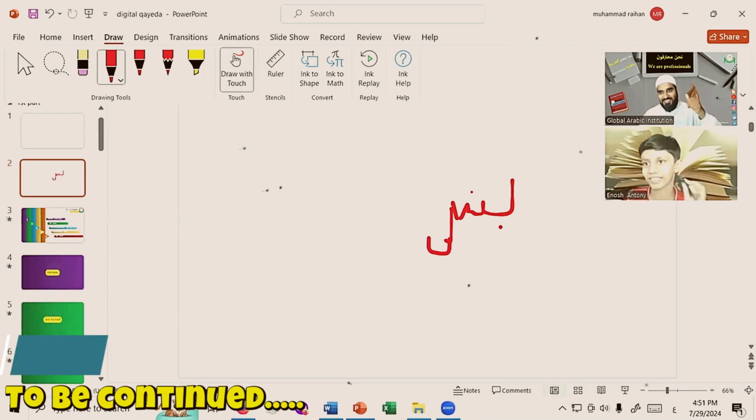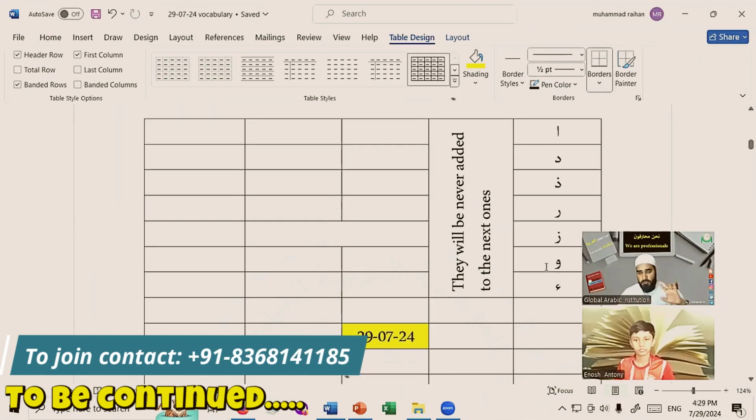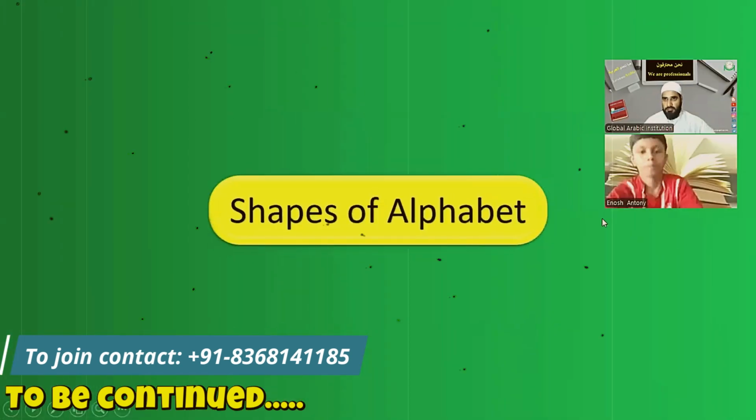Hasanan. That's wonderful. Alif, dal, zal, ra, za, and hamza will never be mixed and added to the next letter. Let's have some examples of shapes of the Arabic alphabet. How many shapes does alif have?